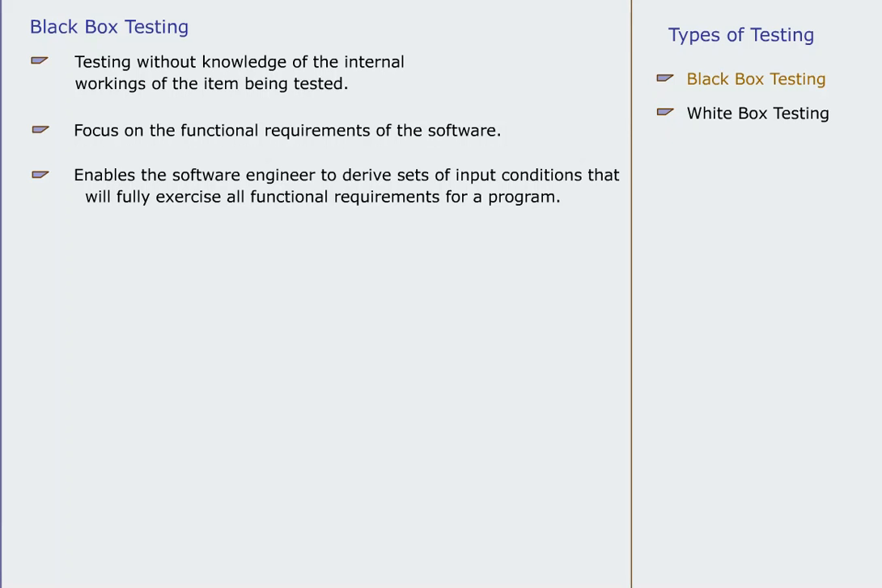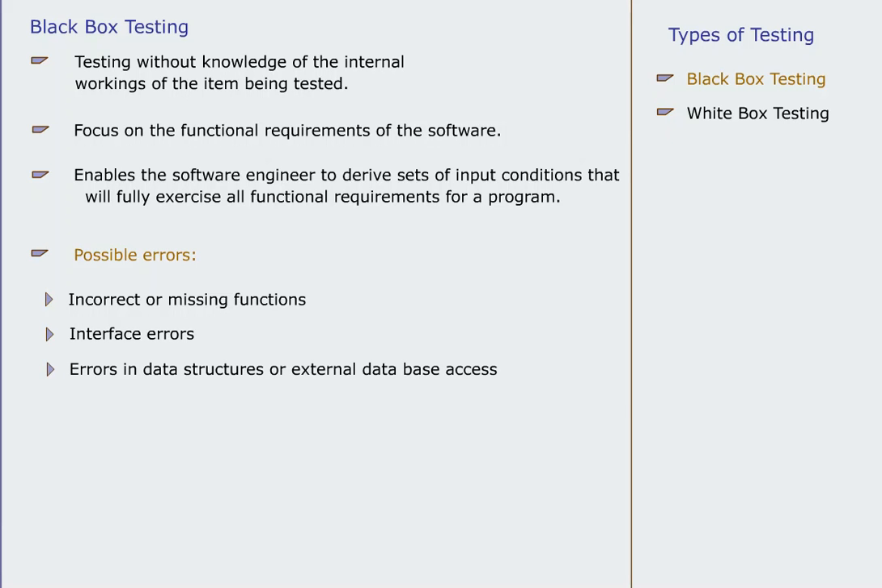Black box testing attempts to find errors in the following categories. Number 1. Incorrect or missing functions. Number 2. Interface errors. Number 3. Errors in data structures or external database access. Number 4. Behavior or performance errors. Number 5. Initialization and termination errors.